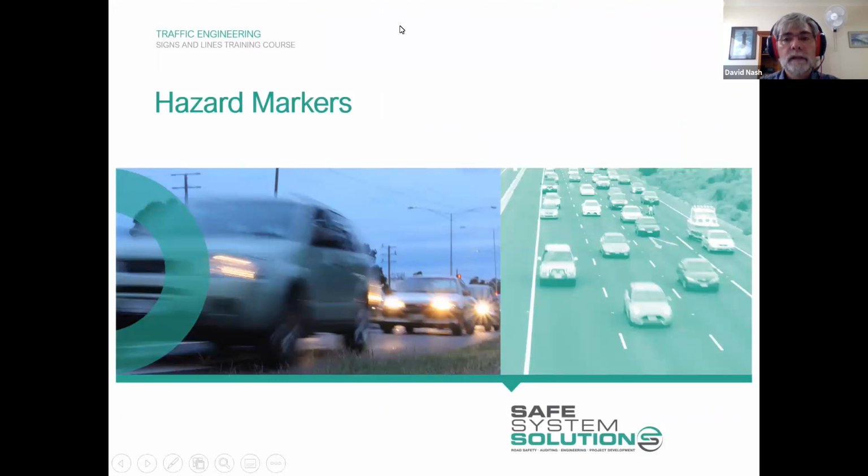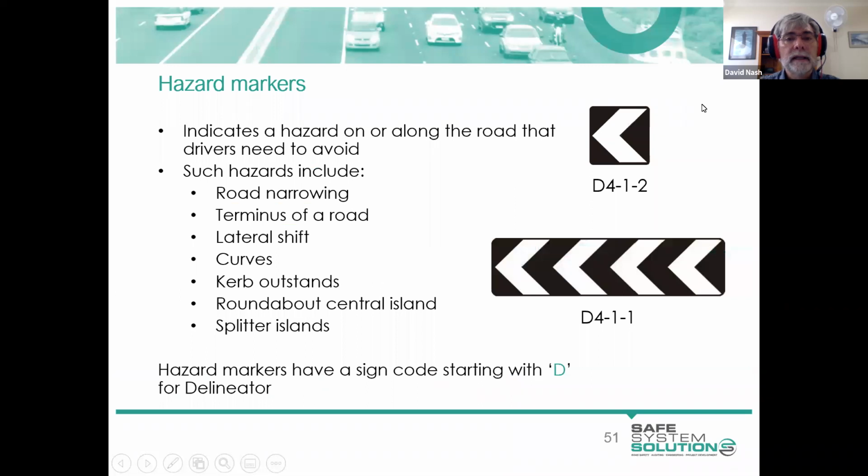Hazard markers. So hazard markers are all black and white, apart from the chevron alignment marker. And they indicate a hazard on or along the road that drivers need to avoid and help to delineate the path. And this is why they're given a D prefix. Basically, the D stands for delineation. So examples are where the road narrows, terminus of a road, if there's a lateral shift in the road, curves, curb outstands, the roundabout central island, and splitter islands.